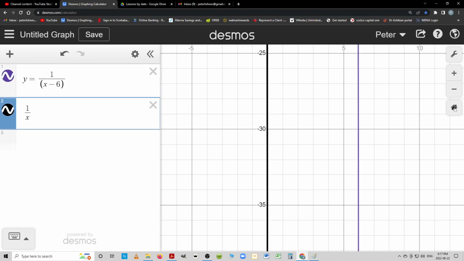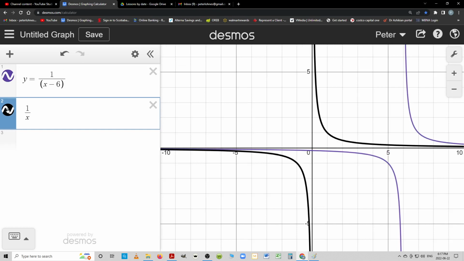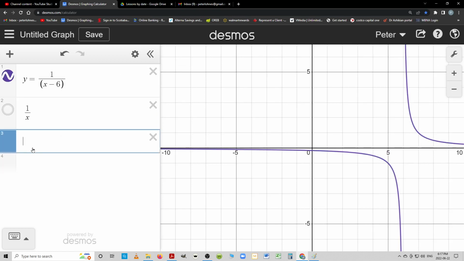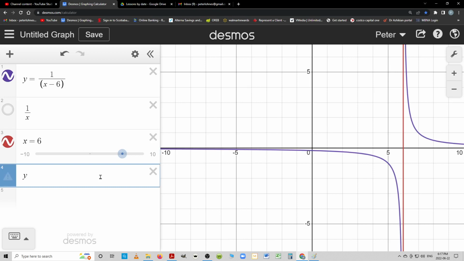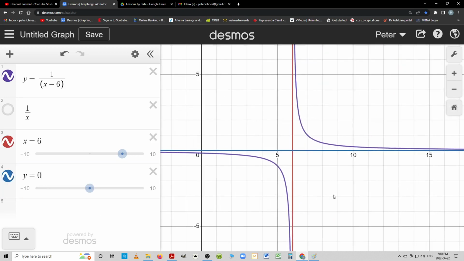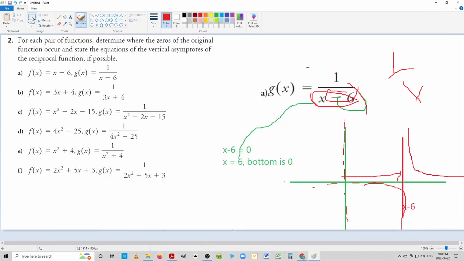So, and go home. So there's the original, and here's the new one. Notice that the asymptote is indeed at x is equal to 6. And the horizontal didn't change, at y is equal to 0. So all that happened is it's a reciprocal function that translated 6 to the right. So it makes perfect sense that the vertical asymptote shifted to the right.